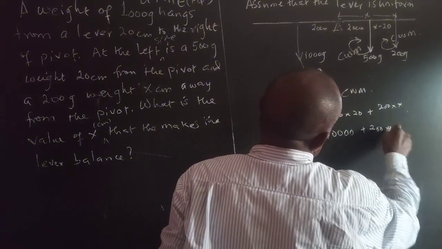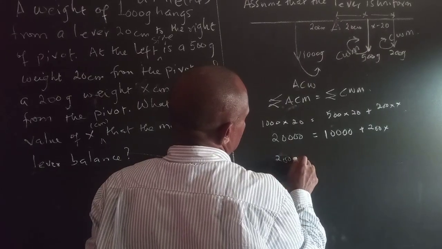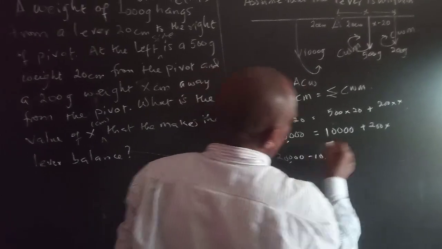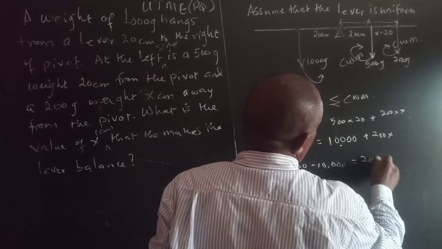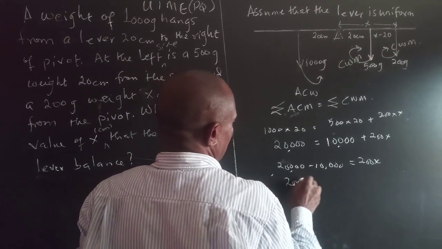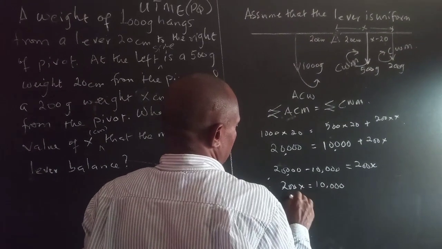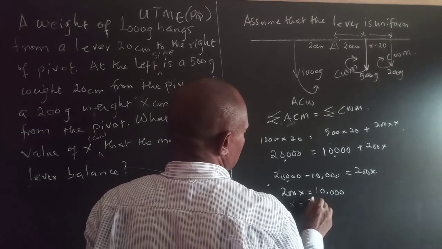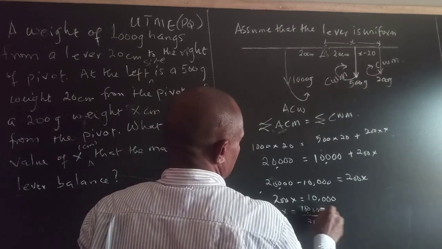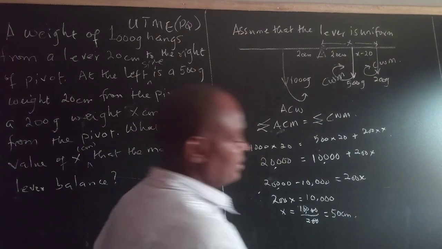So if we bring this one here, we'll have 20,000 minus 10,000. That's going to give us 200x. So we now say, therefore, our 200x is equal to 10,000, meaning that our x is equal to 10,000 divided by 200, and that's going to give us 50 centimeters.